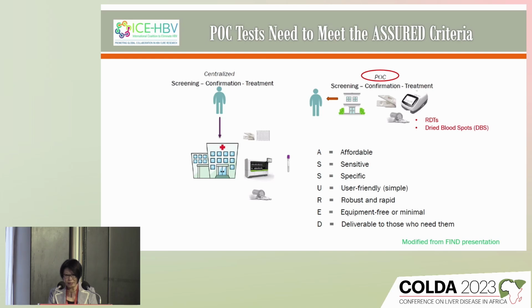We all agree that decentralized community-based point-of-care approach for hepatitis B screening and also treatment is attractive and also essential, especially in the resource-limited region. But one must bear in mind that the point-of-care tests need to meet the WHO ASSURE criteria, which include affordability, sensitivity, need to be specific, user-friendly, robust and rapid, equipment-free or minimal, and also deliverable to those who need them most.